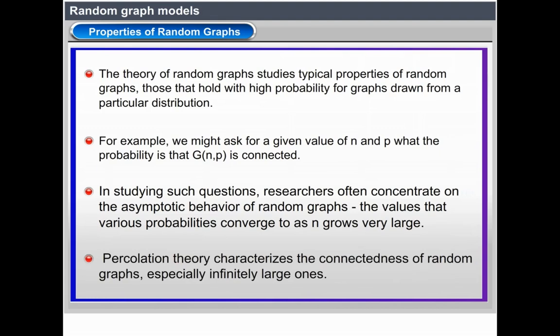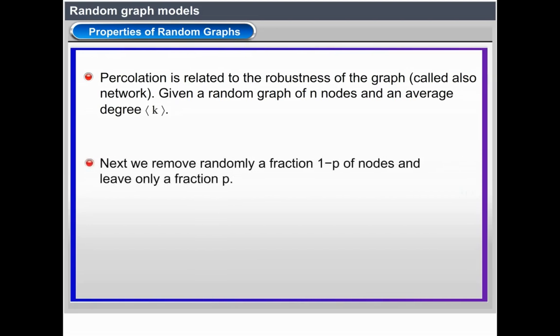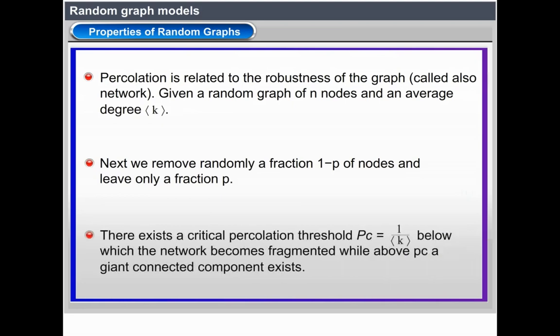Percolation theory characterizes the connectedness of random graphs, especially infinitely large ones. Percolation is related to the robustness of the graph, also called network. Given a random graph of n nodes and an average degree k, next we remove randomly a fraction 1 - p of nodes and leave only a fraction p. There exists a critical percolation threshold pc = 1/k, below which the network becomes fragmented, while above pc a giant connected component exists.